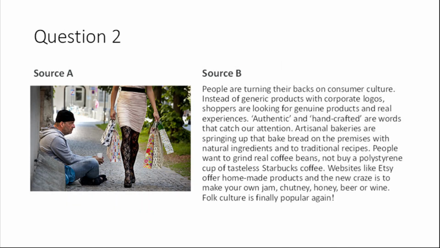You might answer this question by saying what you can see in the picture. You've got a stylishly dressed woman. She is carrying shopping from quite expensive stores, and her wealth and privilege is contrasted with the beggar sitting in the street as she walks past. This tells us something about some of the inequalities in consumer culture. Source B argues that people are turning their back on consumer culture and looking for folk culture instead, because they want a more authentic experience. You will need to quote from source B and then say what those quotes tell us about the good or bad points of consumer culture.